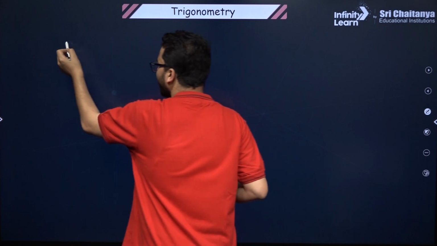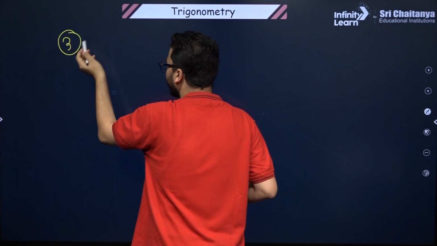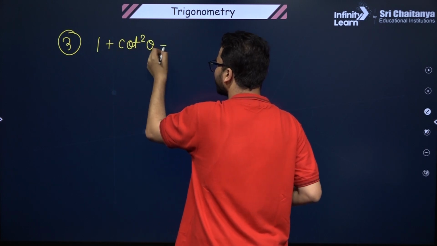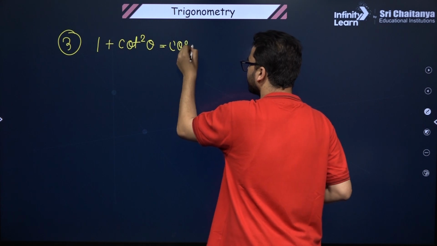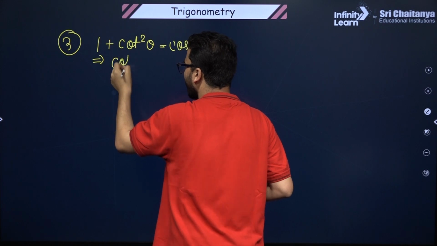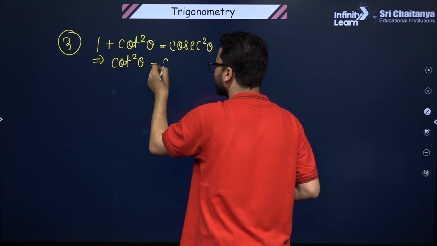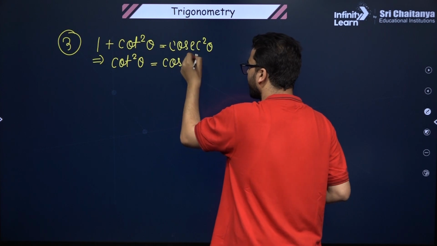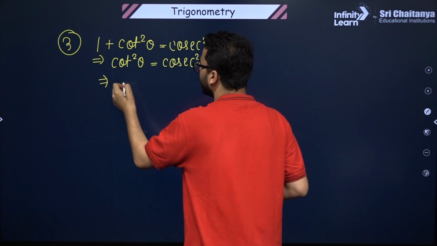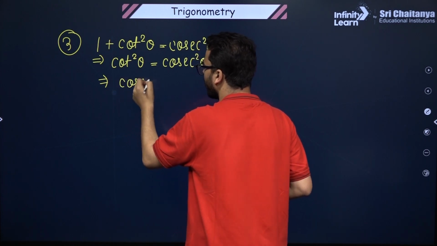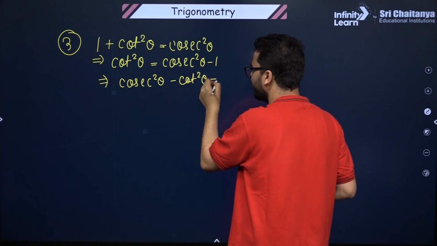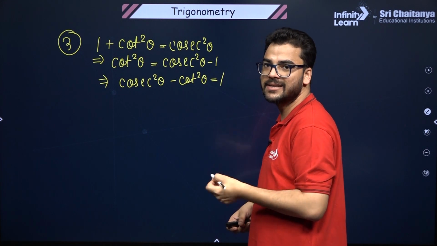The third trigonometric identity which you are obviously aware of is 1 plus cot square theta is equal to cosec square theta. So over here again you can use cot square theta in the form of cosec square theta minus 1, right? Or you can write cosec square theta minus cot square theta is equal to 1.